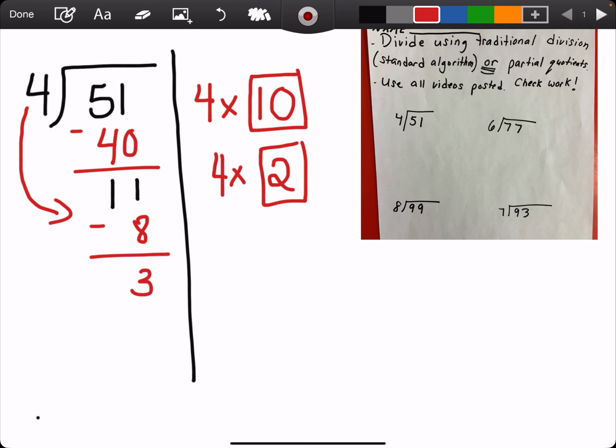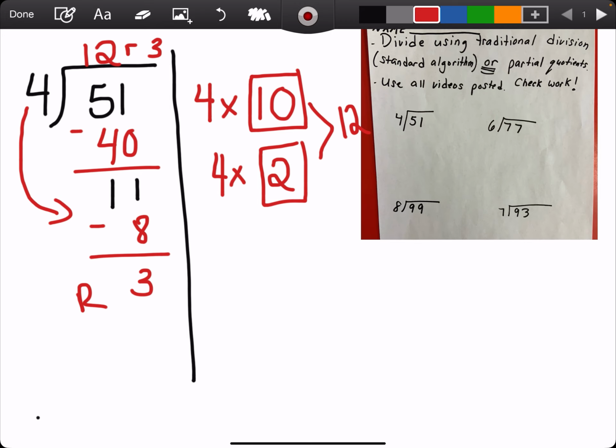And now 3 is less than our divisor, so 4 can't go into 3. So this is our remainder, remainder 3. Now I add up. I did 10 groups and 2 groups, which is 12. So our answer is 12, remainder 3.